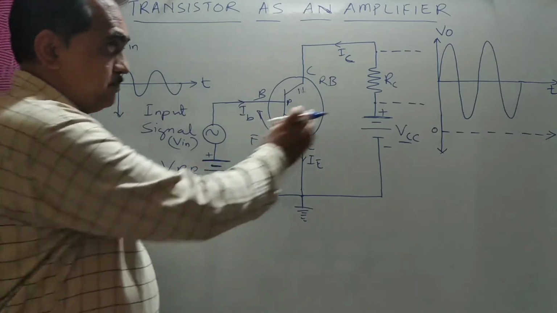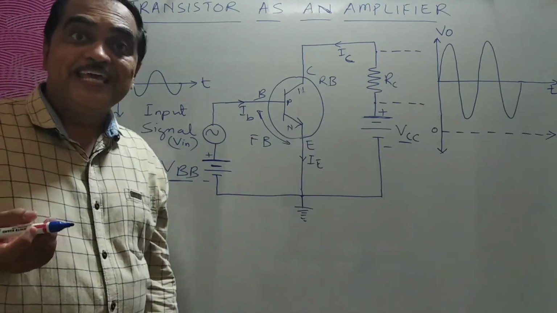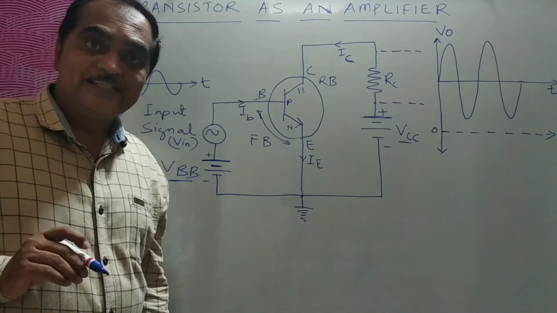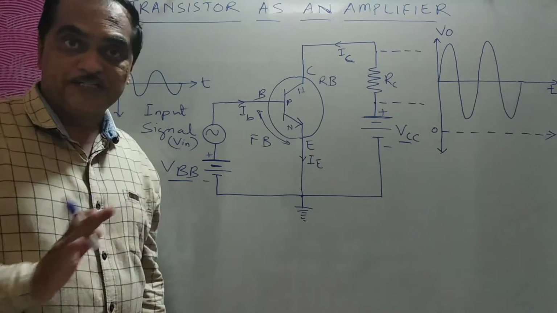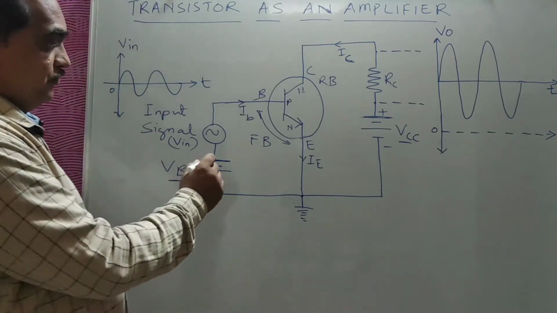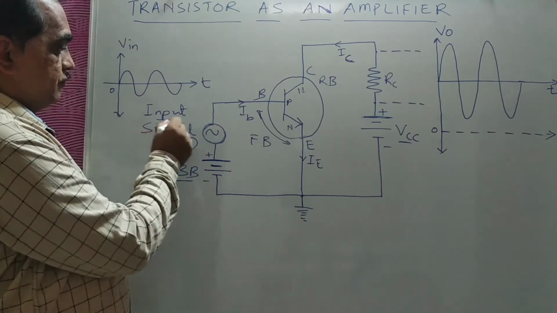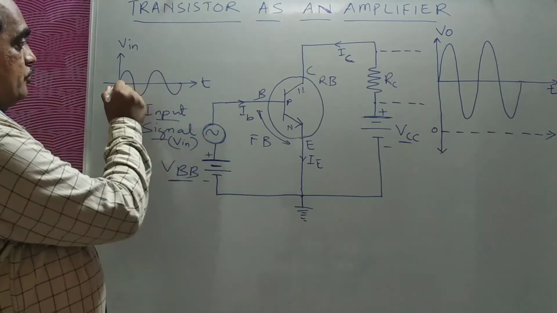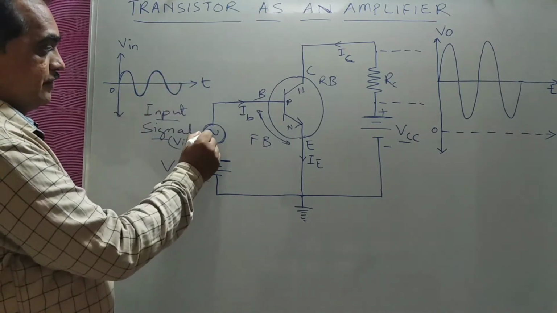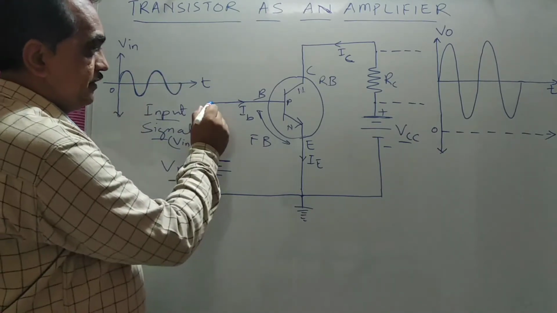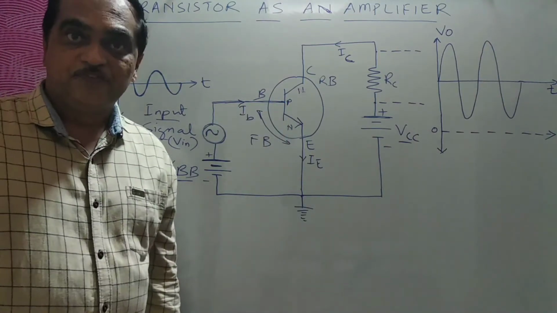Now because of this biasing, whatever AC input we give, that AC input's positive and negative half cycles will remain always on the positive side. Here you can see this is an AC input that you are giving. This is the input signal AC, whose amplitude is shown over here. This is how it is varying, and that is given as a base current to the base of the transistor.